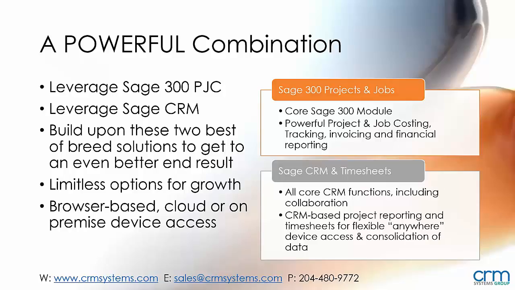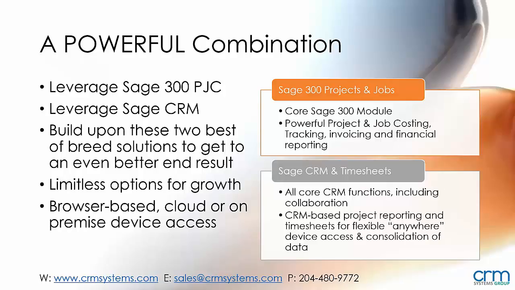The Sage 300 Project and Job Cost module is a core 300 module. It has powerful project and job costing capabilities, tracking, invoicing, financial reporting, etc., job by job, which is wonderful, particularly in industries such as construction, where we're very much a job-based organization. And Sage CRM includes all of the core CRM applications, including, as I said, collaboration, both intra and inter-organizationally, and the CRM timesheets capability, which provides things such as project reporting, timesheet entry, flexible anywhere device access, and consolidation of data between CRM and ERP, and potentially other solutions as well.